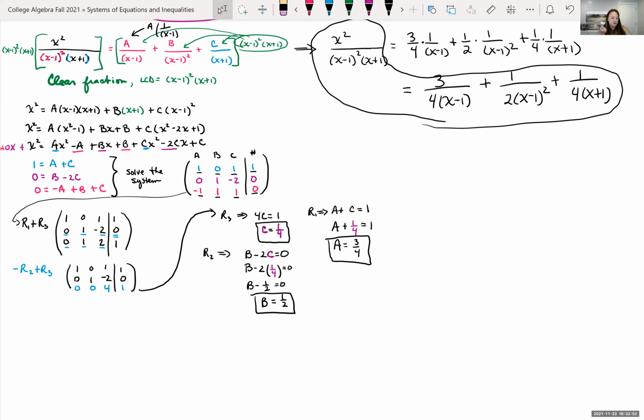Okay, so we looked at the case of what we do if it's just a linear factor, not repeating. We looked at cases where it was a linear factor and repeating. And now we want to see what we do if it's a quadratic factor that's not reducible over the real numbers. So let me pull another example.